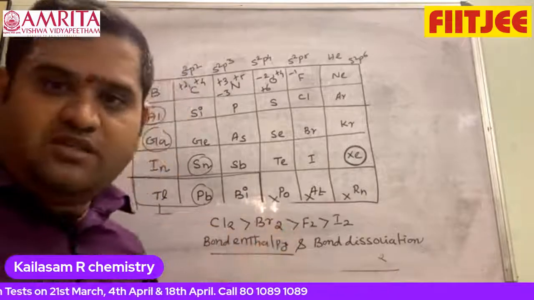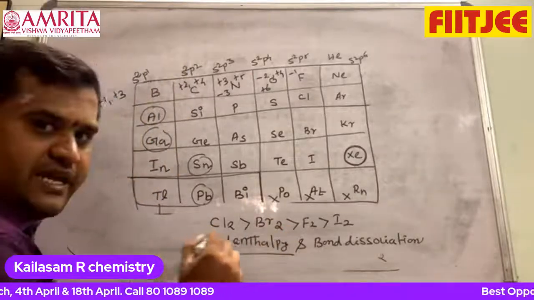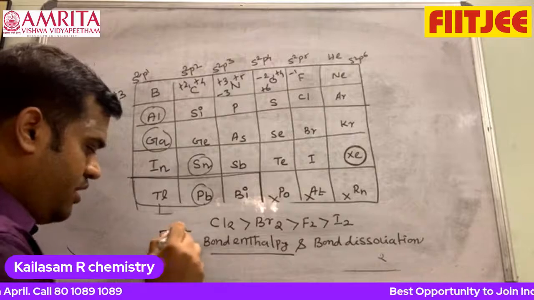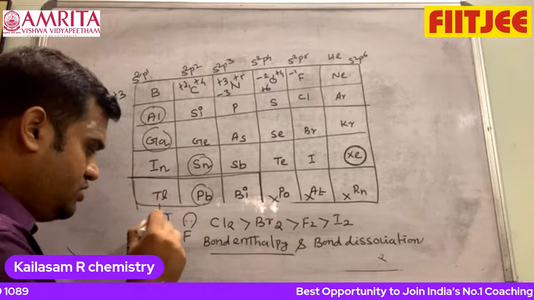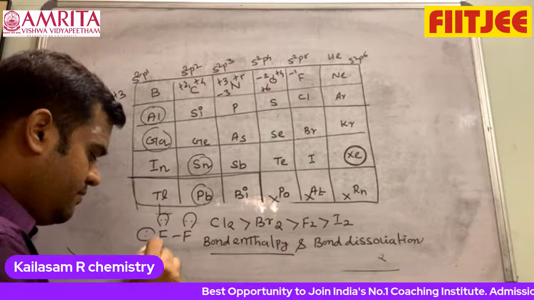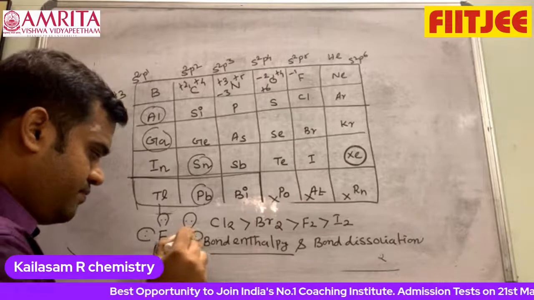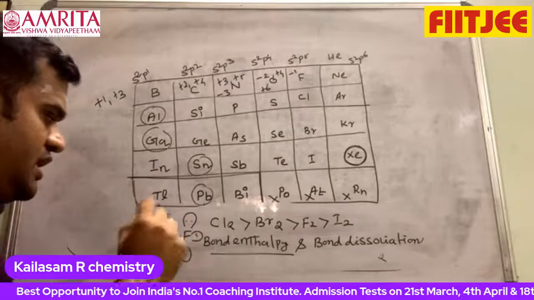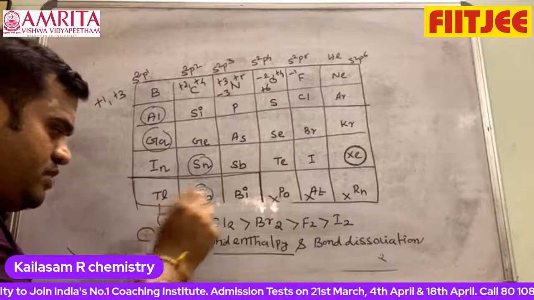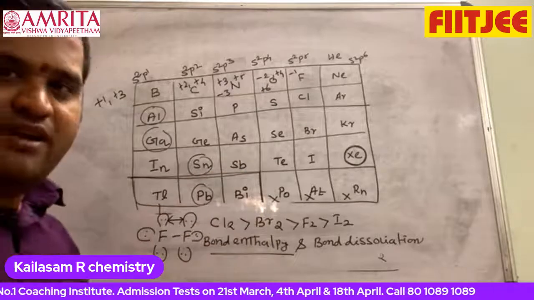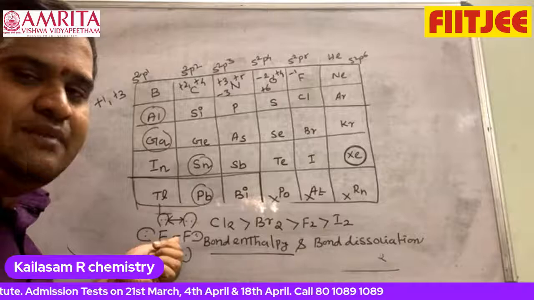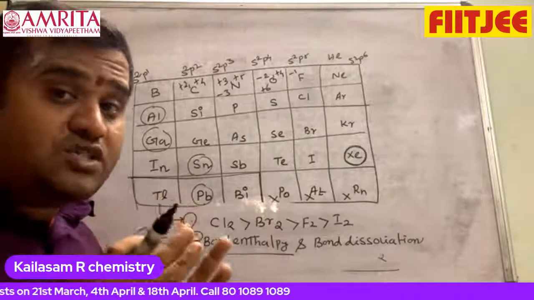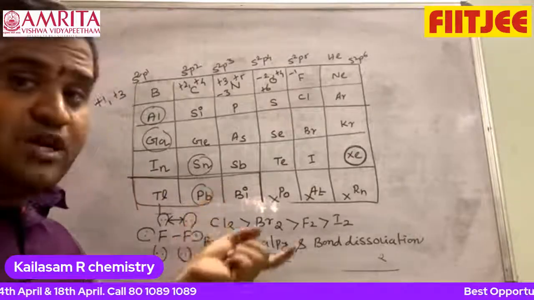Fluorine has a very small size. Because of small size, look at this, I can write it as F bond F, which has the non-bonding electrons. Because of the non-bonding electrons, the repulsion is taking place. So because of the repulsion, the bond is easily breakable. That is the bond dissociation enthalpy. Here we cannot talk about the bond length.